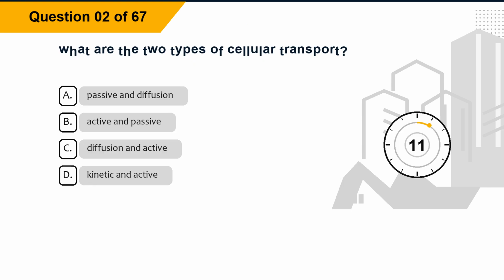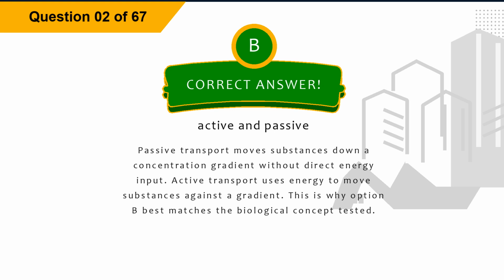Question 2. What are the two types of cellular transport? Option A, passive and diffusion. Option B, active and passive. Option C, diffusion and active. Option D, kinetic and active. The correct answer is option B, active and passive. Explanation. Passive transport moves substances down a concentration gradient without direct energy input. Active transport uses energy to move substances against a gradient. This is why option B best matches the biological concept tested.